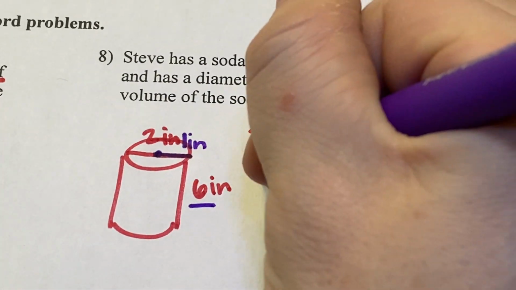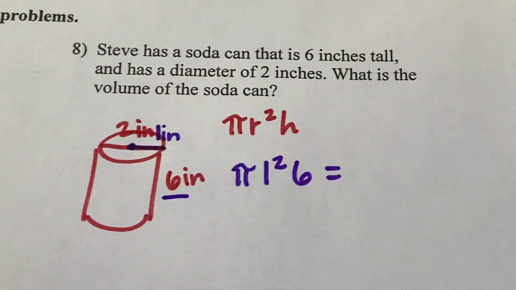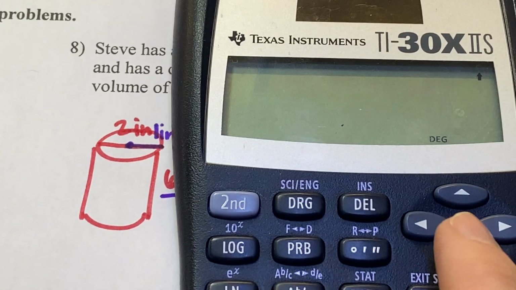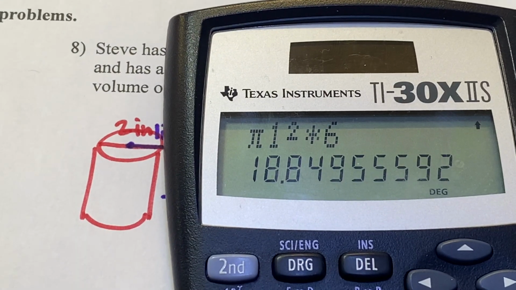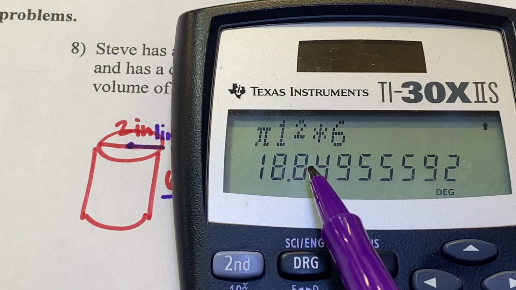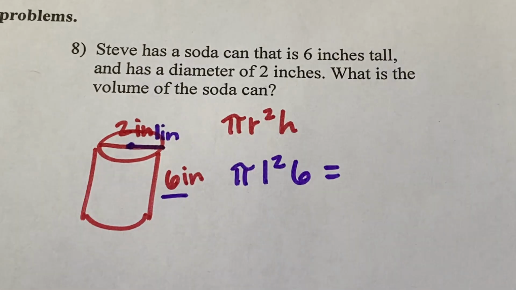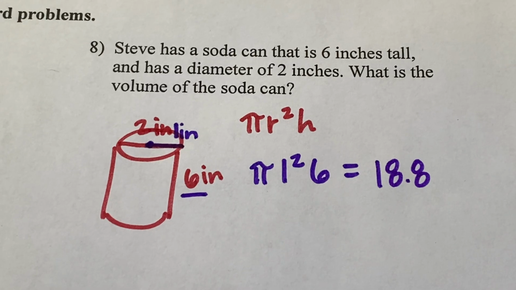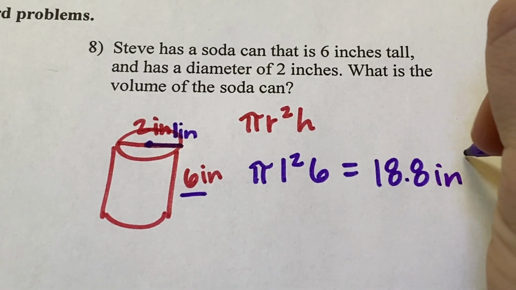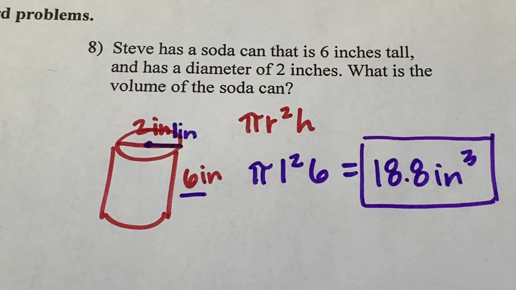Okay, so now I can plug it in. Pi times 1 squared times 6. Punch that into your calculator. And the volume of this soda can, let's go ahead and round it to one place, is 18.8, since the 4 behind the 8 keeps it an 8. Now, what are my units of measurement here? Inches cubed. It is cubed this time because we were finding the volume.